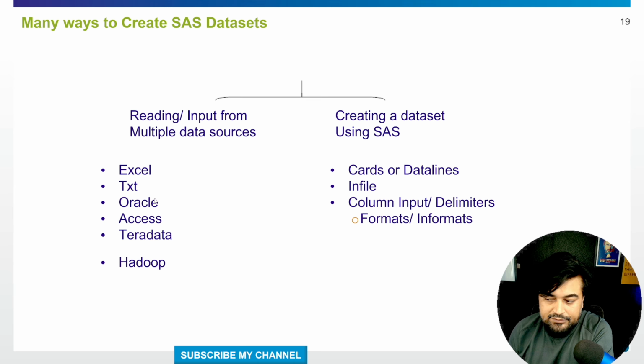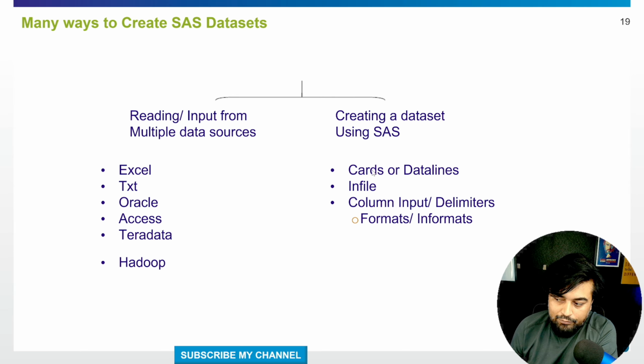It can be Excel, text, Oracle database, Access dataset, Teradata, Hadoop. SAS has the power to read the data from Hadoop also. Then using a dataset using SAS. Within SAS. So these are the external parts, right? We have spoken about the flat file. We have spoken about the relational database, warehouse management systems.